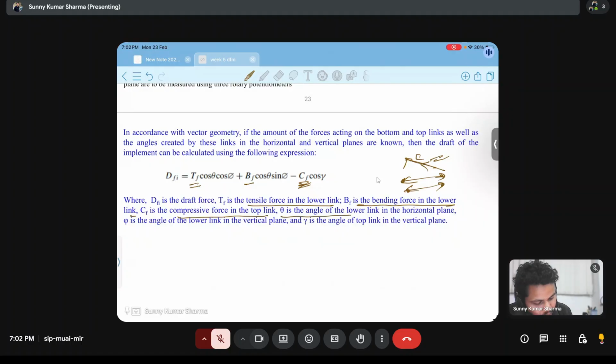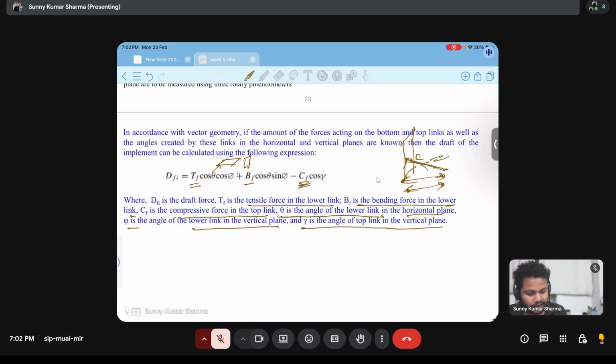So theta is the angle of the lower link in the horizontal plane, and phi is the angle of the lower link in the vertical plane, and gamma is the angle of the top link with respect to the vertical plane. With respect to the vertical plane, it is making some angle, that is gamma. And theta is the angle of the lower link with respect to the horizontal plane, and phi with respect to the vertical plane for the lower link.